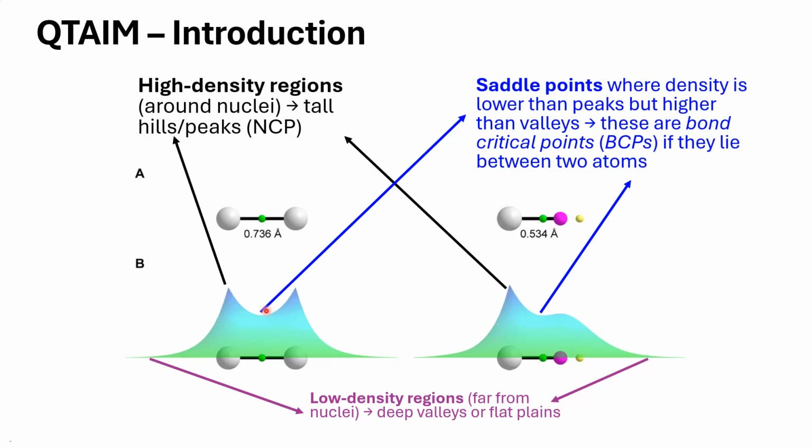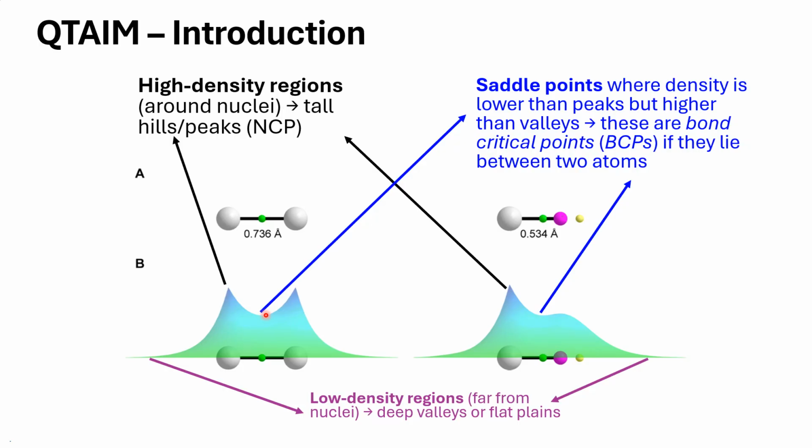So if it lies between two atoms, it's not necessary that if you find a saddle point that is not between two atoms, you call it a bond critical point. No, if it is between two nuclei, then it will be called a bond critical point. And similarly, in this case, you see here is the bond critical point. And these regions at the end are called low density regions. They are far from nuclei and they are deep valleys or flat points. So this is basically the idea of QTAIM analysis.